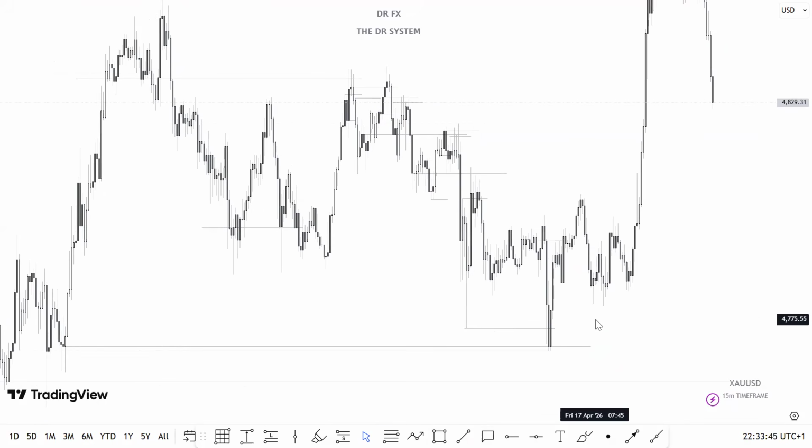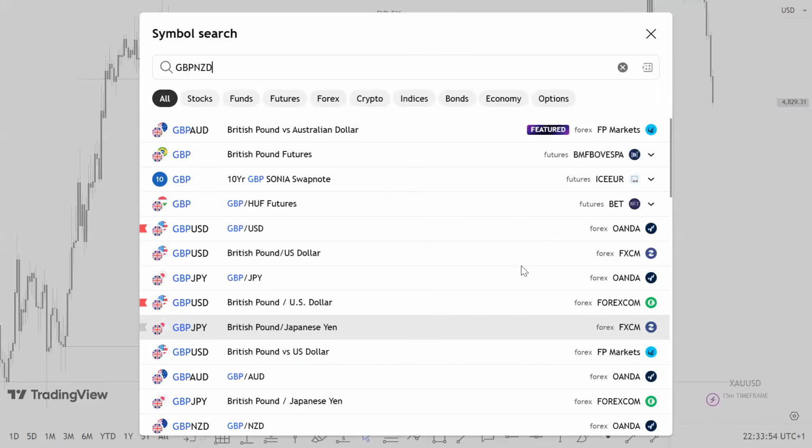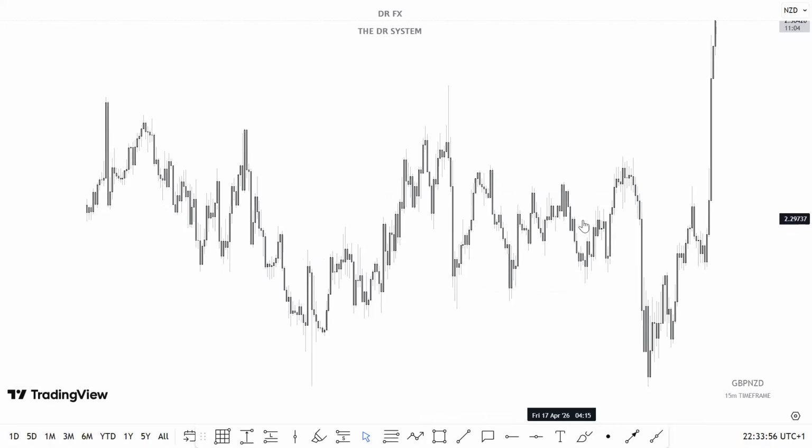How many setups? You're cool with model 1, right? So I think you guys have understood model 1. Take your time to go through this video again and again and again. So we'll go to GBP/NZD. Now, I'll tell you guys why I gave you guys GBP/NZD.